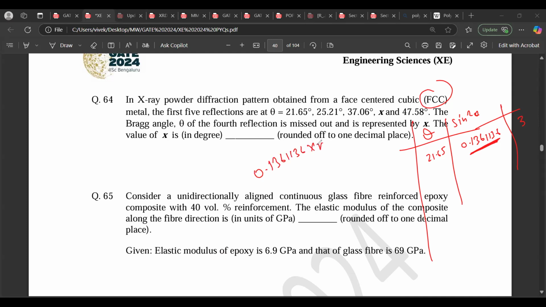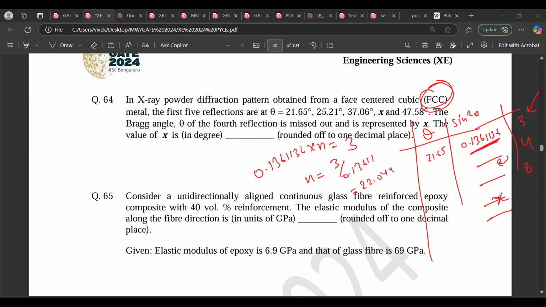0.1361136 multiplied by how much can you get 3? I'm intentionally making it 3 because my ratio for FCC is 3. The sine square theta ratio, or h square plus k square plus l square ratio, is 3. So I can find my factor by 3 divided by 0.13611, and that is 22.04. Now for every theta I know, I keep multiplying sine square theta by this, and I will automatically get 4, and I will automatically get 8.